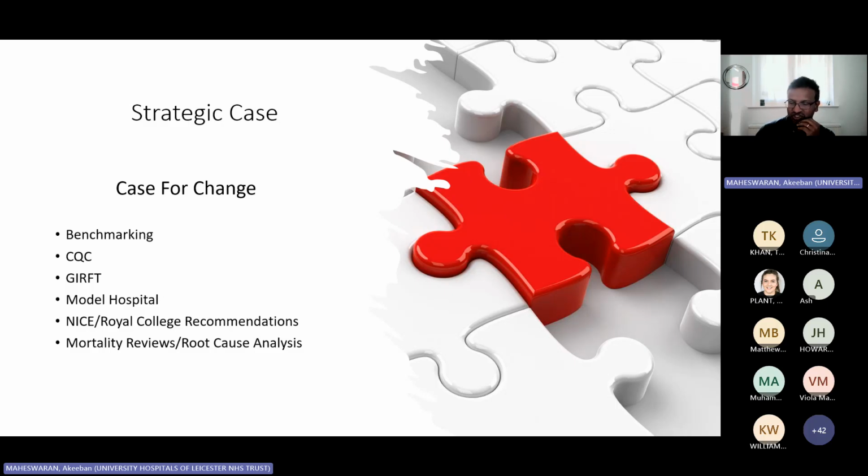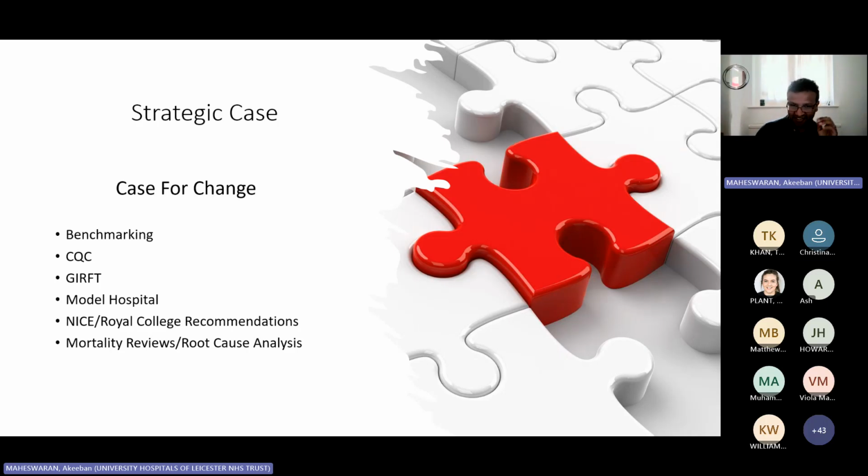NICE and Royal College recommendations probably don't have as much weight as they used to, mainly because they are coming up with so many recommendations at the moment, both NICE and Royal Colleges, and they are nice to have, but very few of them are absolutes. Because there's so many of them, they don't have as good a weighting as they had previously. Mortality reviews and root cause analysis are also quite good, though they are going a bit out of favour as well, mainly because we've gone to the PSIRF type way of analysing things. But again, you just need to build up your case for change.